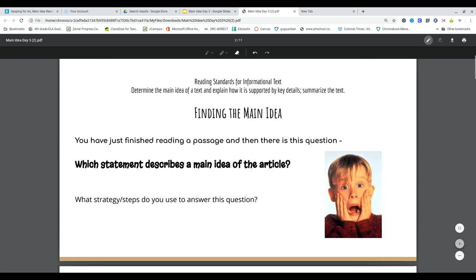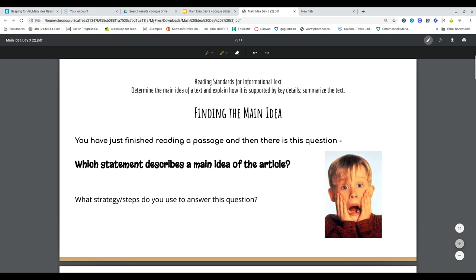So, the standard that we're working on is determine the main idea of a text and explain how it's supported by key details. Summarize the text. So, we're going to be focusing on finding that main idea and recognizing the supporting details. So, let's get right into it.